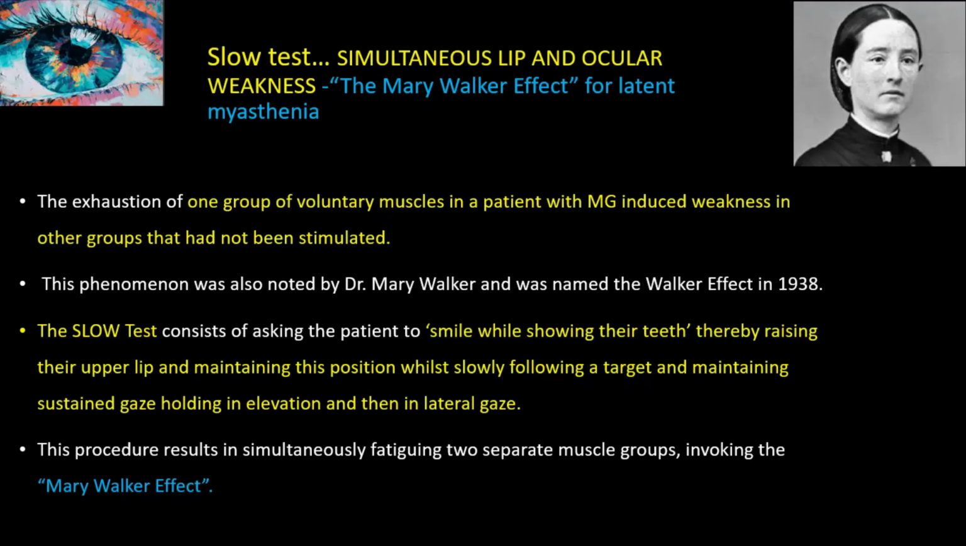So the slow test is nothing but you are activating two groups of muscles in the face. You are activating both the ocular group and also the perioral group of muscles. Ask the patient to do a smile-like posture and simultaneously ask the patient to maintain a sustained up gaze. So you are trying to exhaust the periocular group of muscles. After doing that, there will be exhaustion of the perioral group of muscles also. There will be drooping of the corners of the mouth. So you are exhausting the ocular group of muscles, and automatically the perioral group of muscles will get exhausted.